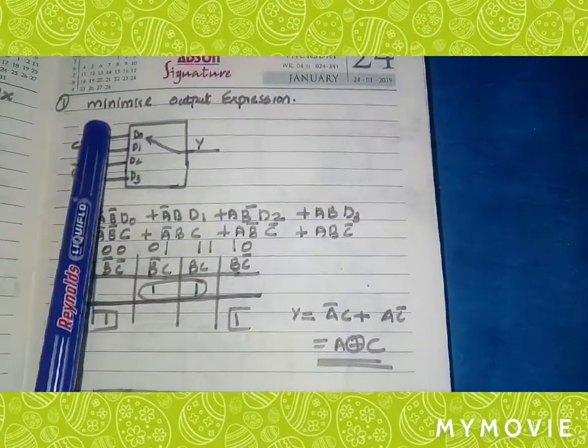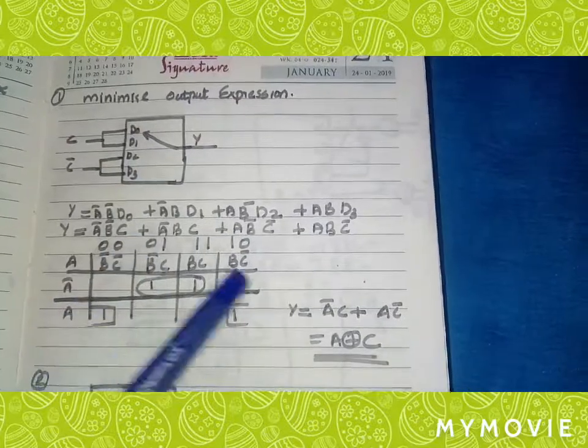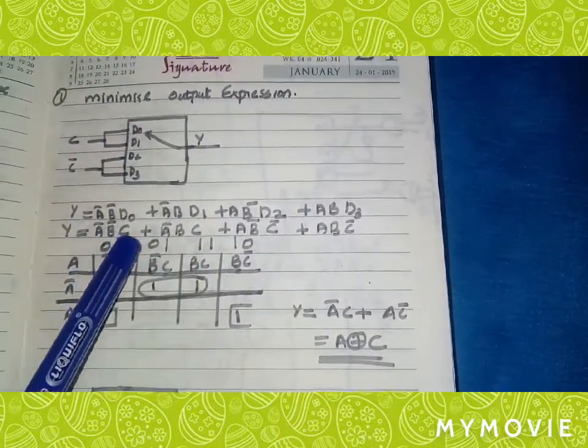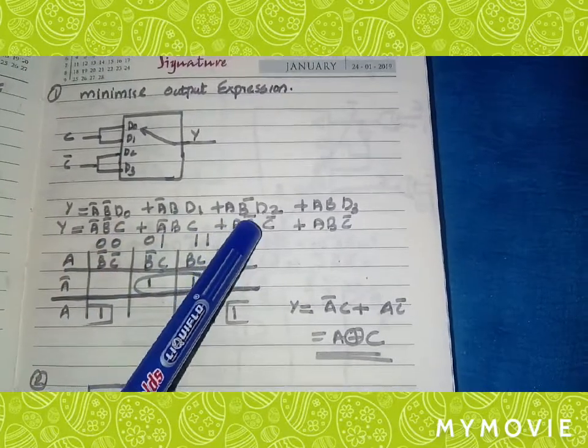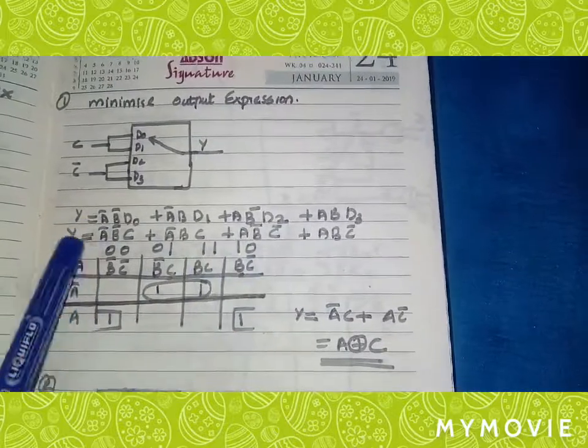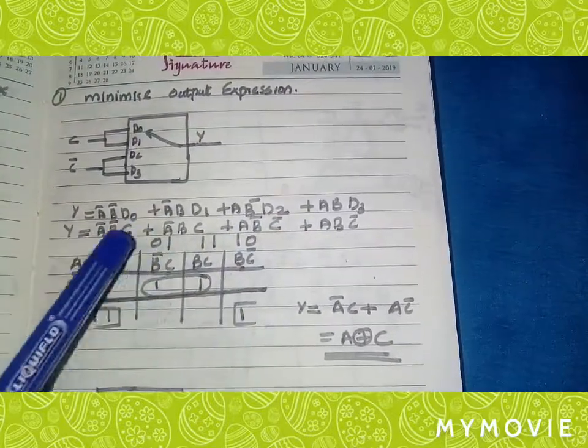We can minimize multiplexer output by Karnaugh map also. So we know from the figure that A bar B bar C plus A bar B C plus A B bar C bar plus A B C bar are the output terms. So we can minimize by using a Karnaugh map.